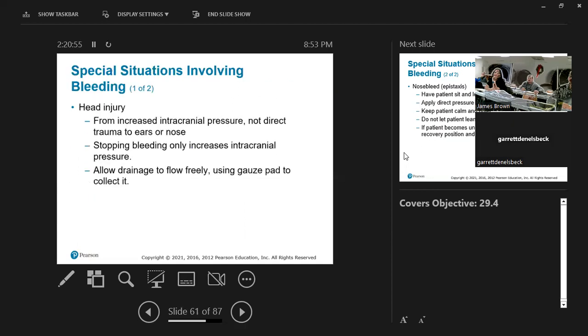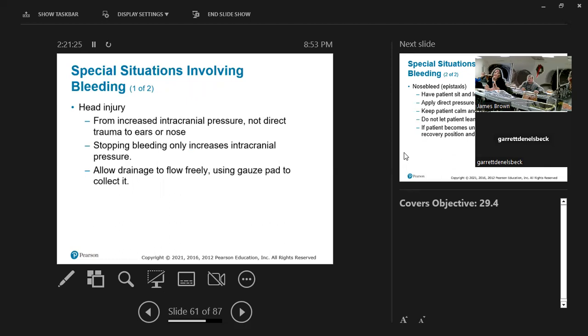Okay. So when it comes to head injuries, this would be one of those special situations. You do not want to provide direct pressure on these because you don't want to increase intracranial pressures. So what you're looking for is cerebrospinal fluid possibly coming out of the nose or the ears. You would just place a piece of gauze underneath there and collect it. But you do not want to increase the intracranial pressures because they're already having issues.